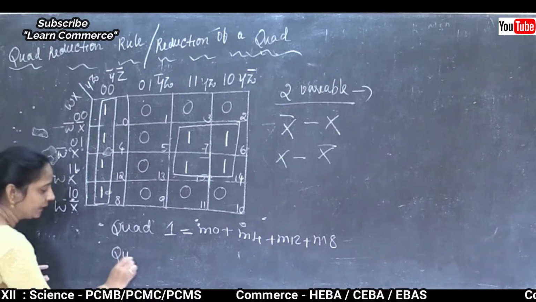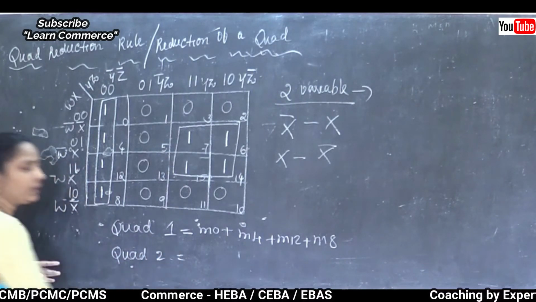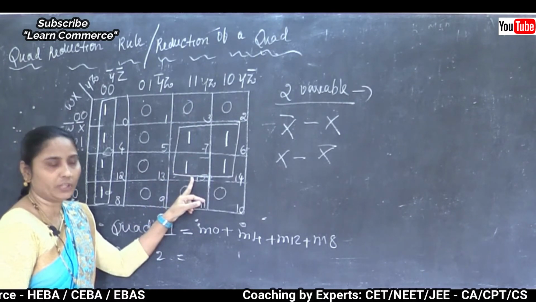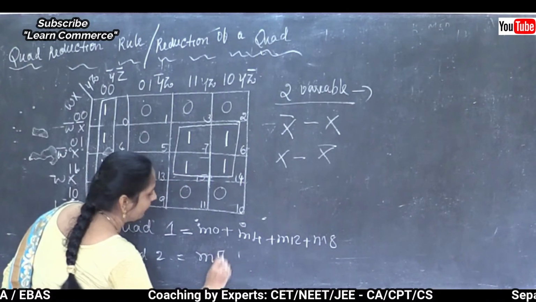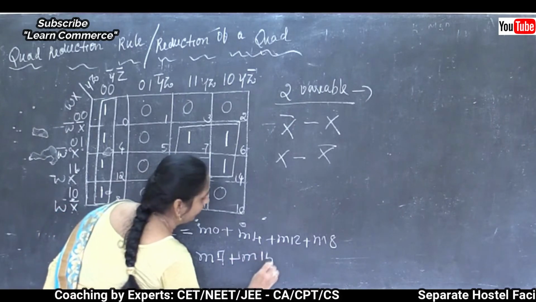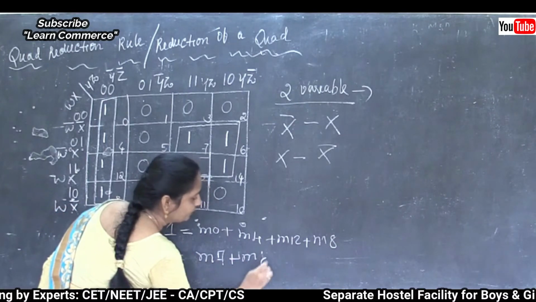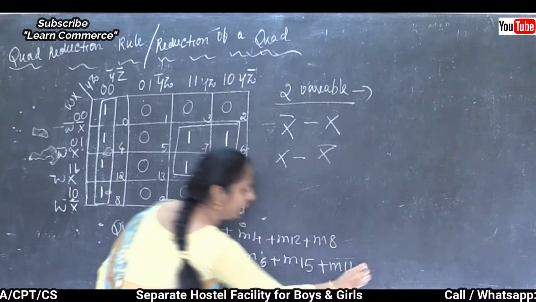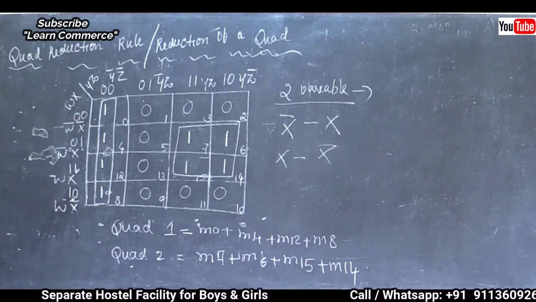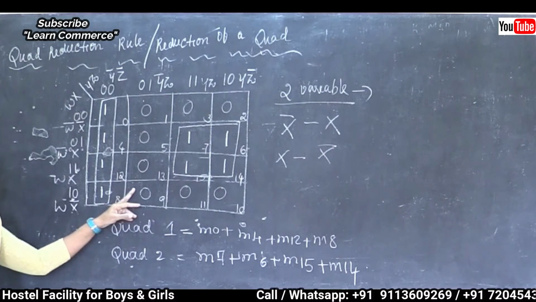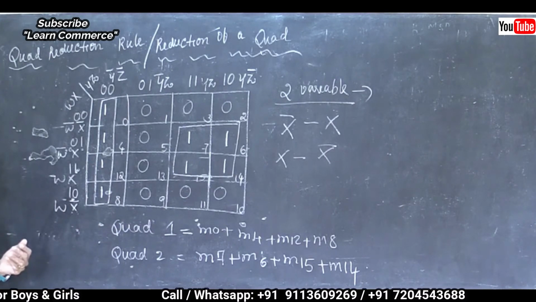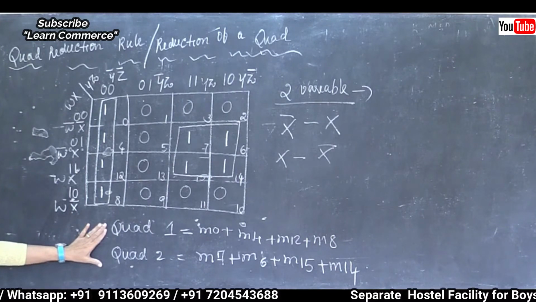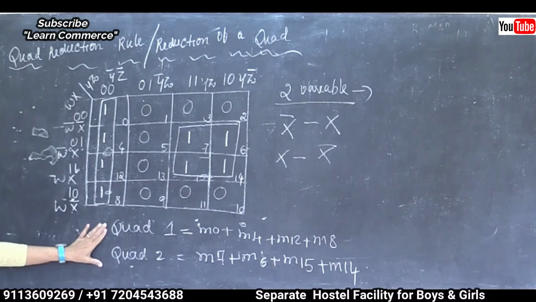Now, is quad 2 there in this example? Yes. The quad 2 is 7, 6, 15, 14. So, M7, M6, M15 and M14. So, only 2 quads are there. In the rest of the side, the value 0 is taken. Clear this point?